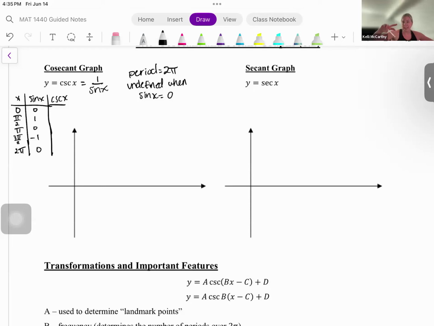So using this and thinking about the reciprocal to find cosecant of these values, cosecant of 0 is going to be undefined. Cosecant at pi over 2 is going to be 1. Cosecant at pi is undefined. Cosecant at 3 pi over 2 is -1. And cosecant at 2 pi is undefined.